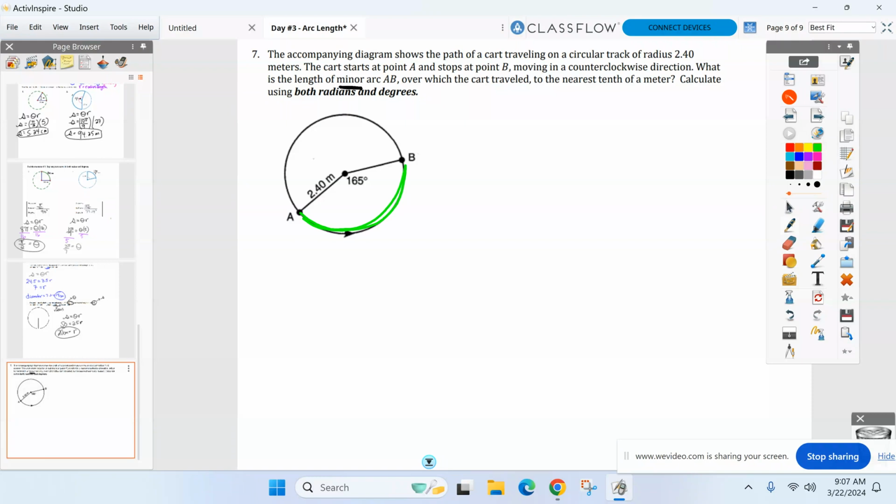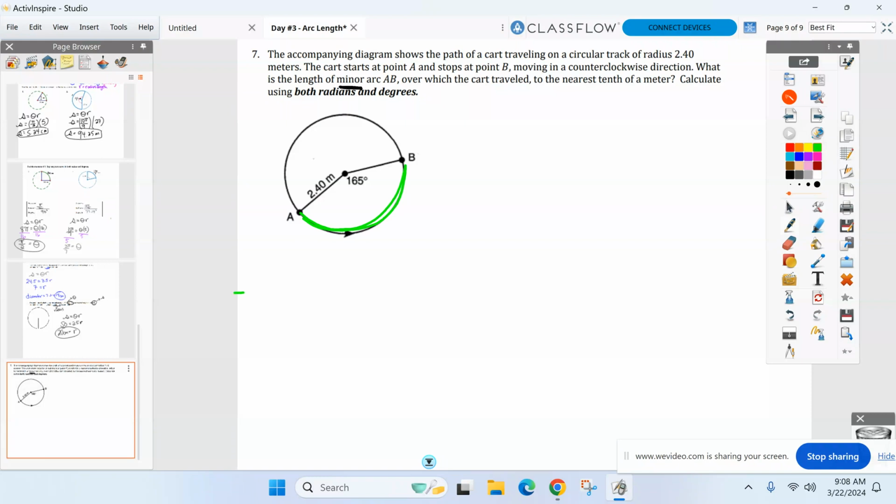Yeah, you better not be plugging 165 in for theta. Right? Everyone see how this comes now. That theta is only used for angle measures that are in radians. This is in degrees. So whoa. You have two options. You could take 165 in your calculator, convert it, and then use S equals theta r.